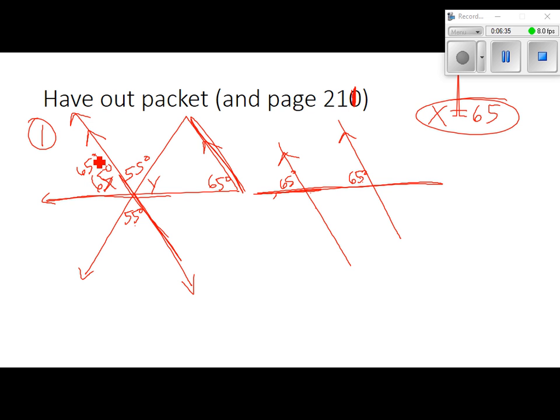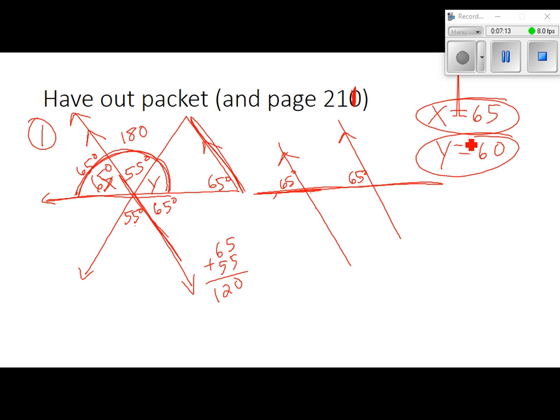So the angle between y and 55 has to be 65 as well, because those are vertical angles, right? Can we find Y? 65, 55, that basically doesn't have 180. So this angle and this angle, all three have to add up to 180. 65 plus 55 is 120. How much is left over for Y then?